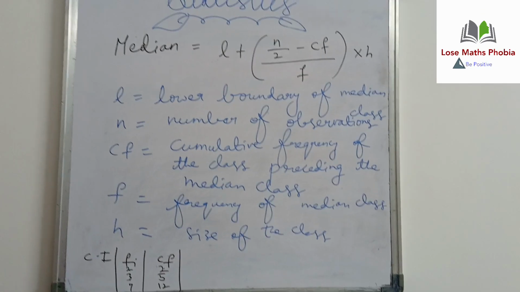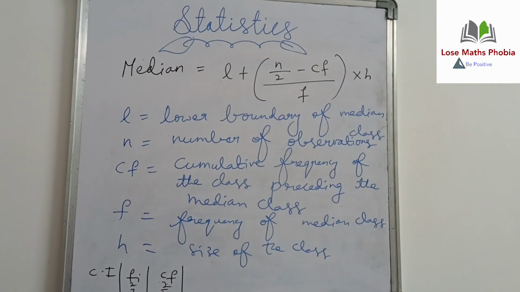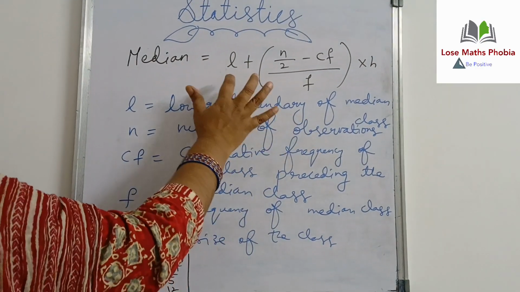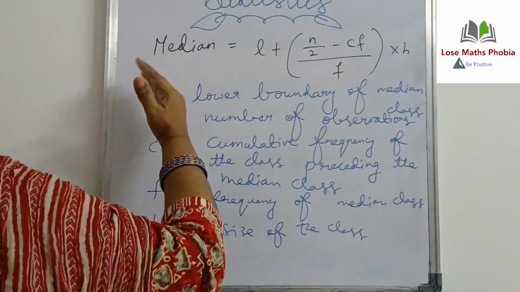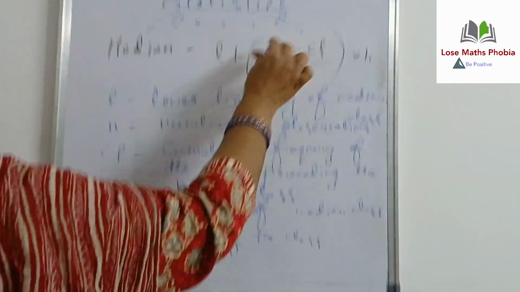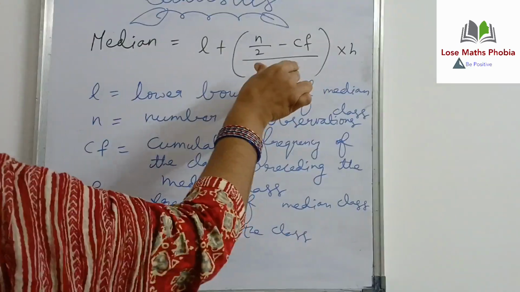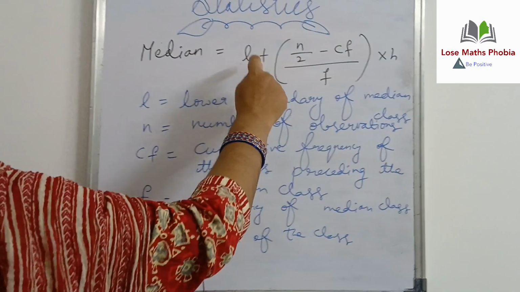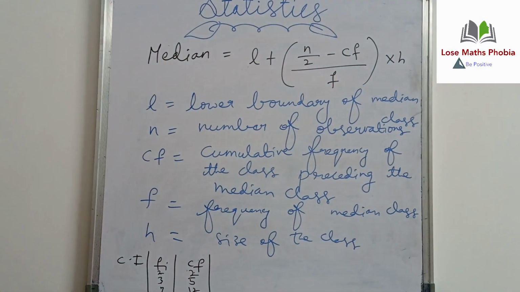But now we are concentrating on the formula. How beautiful is this formula? Wonderful. We have to remember how L is on this side, h on that side, N by 2, CF, F, in between minus, divided by, in the bracket, plus, into.